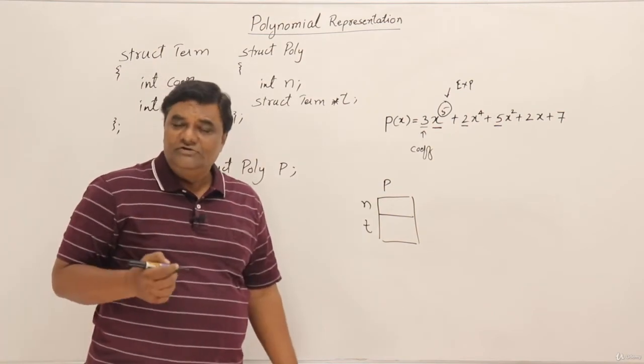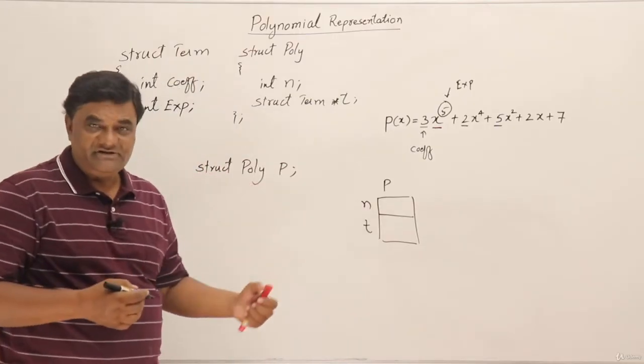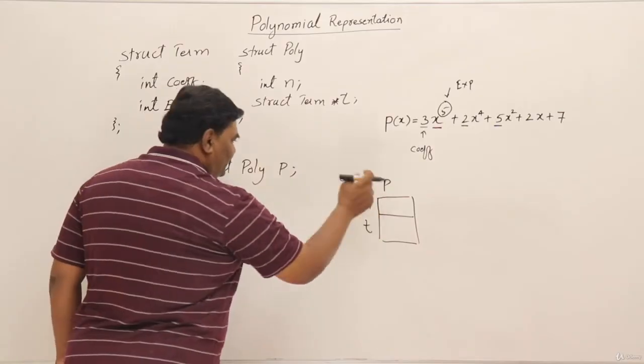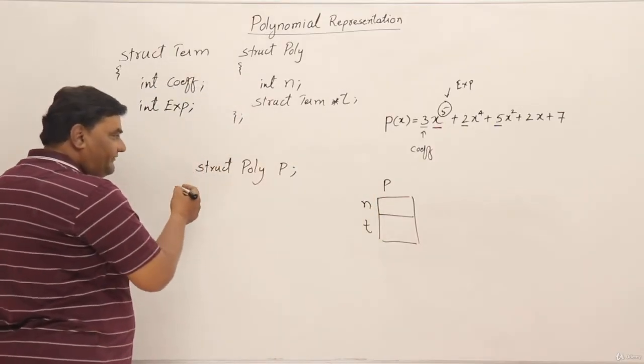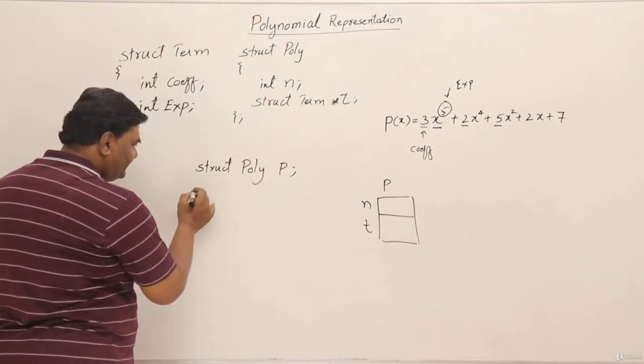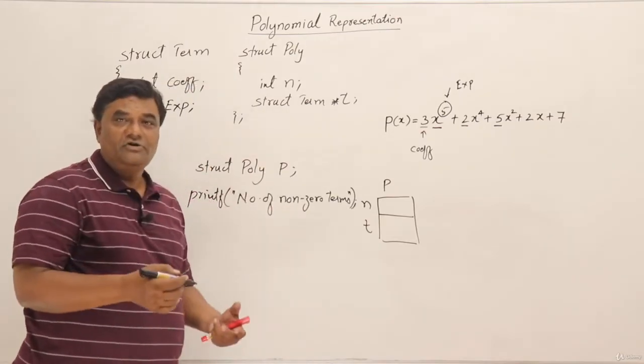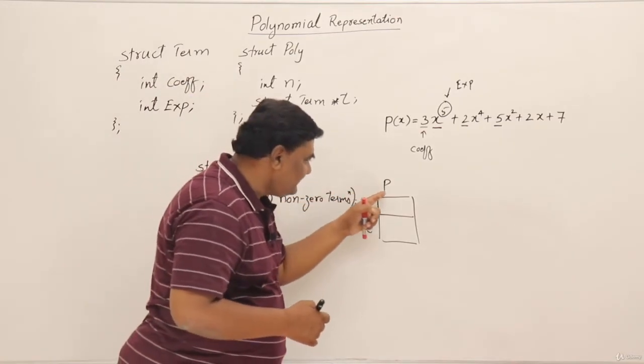So I have this polynomial. The first thing that I should know is how many non-zero terms there are. I will take the number of non-zero elements from the keyboard. So I will say printf enter the number of non-zero terms. Now I should know how many terms there are, and I should read it in this one.